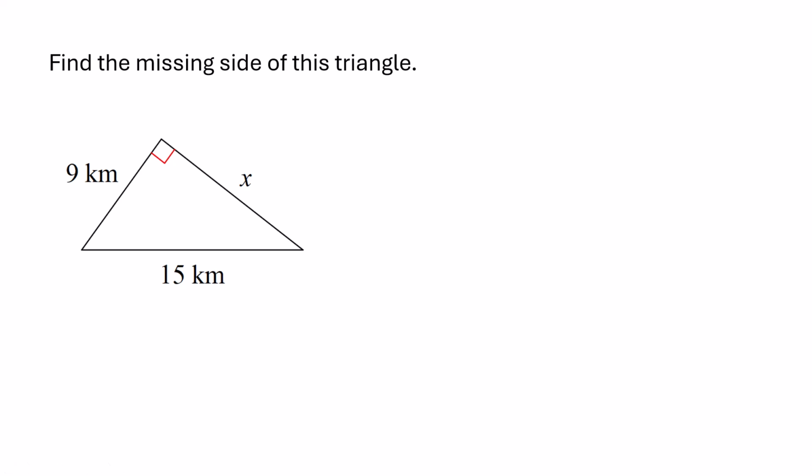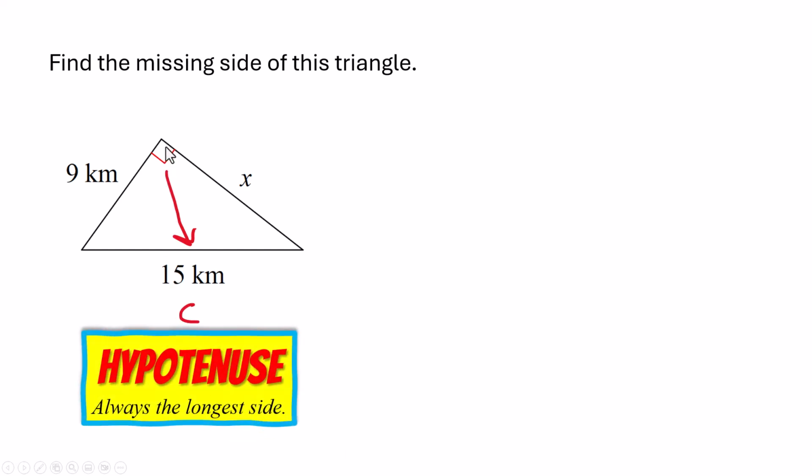Find the missing side of this triangle. This is just a warm-up. Something to remember is that the hypotenuse, the longest side, is always going to be across from the 90-degree angle. Honestly, it doesn't matter which side is A and B. Those two can be interchanged. You just got to make sure you get the C right.